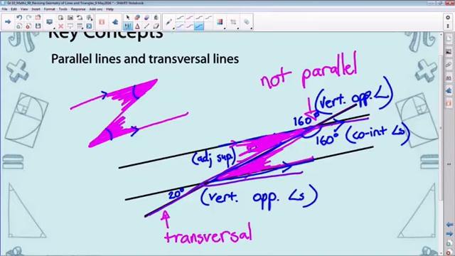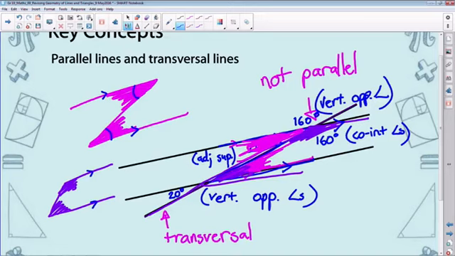And when we have co-interior angles, there, and there, in other words, they have a U-like shape or a Z, they add up to 180 degrees. In other words, they are supplementary.